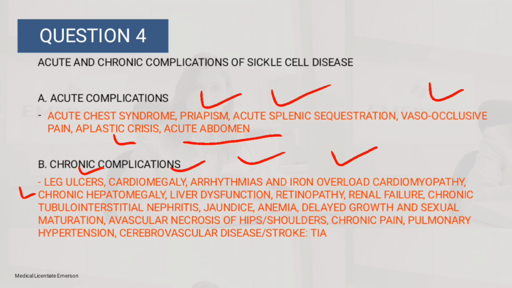chronic hepatomegaly, liver dysfunction, retinopathy, renal failure. We have chronic tubulointerstitial nephritis, we have jaundice, anemia, delayed growth and sexual maturity, avascular necrosis of hips or shoulders. You can have chronic pain, you can have pulmonary hypertension, and cerebrovascular disease or stroke. You can also even have a TIA present. These are some of the complications of sickle cell disease, acute as well as chronic.